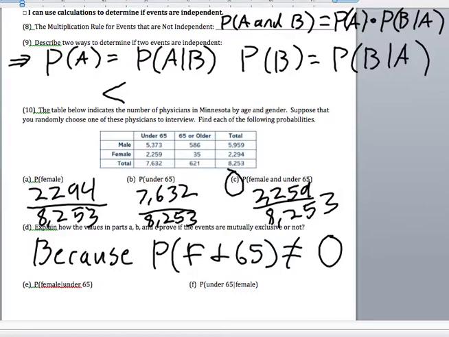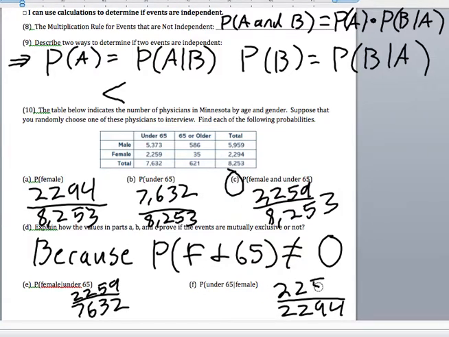So E says the probability that you're female if we narrow it down to people under 65. So let's look. How many people are under 65? 7,632. That's our new denominator. Of those, how many are female? 2,259. Let's finish up F. Probability that you're under 65 if you're female. So now we're narrowing it down to the females. We're narrowing it down to those 2,294 people. So we're looking at a row. And in that row, how many are also under 65? 2,259.